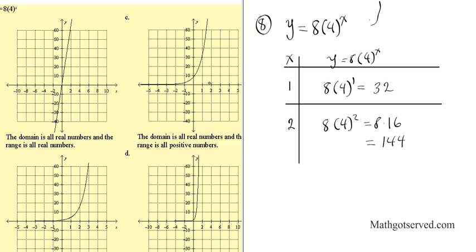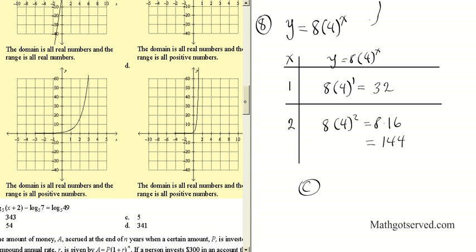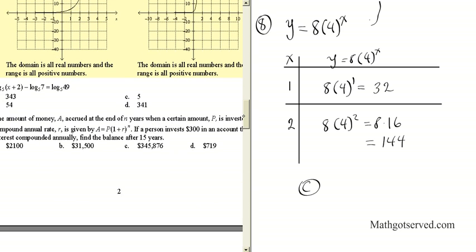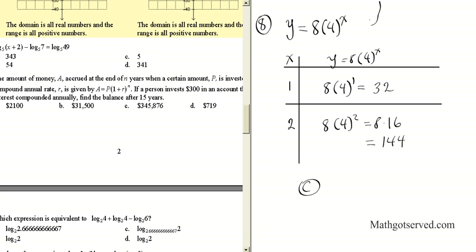And then when x is 2, it's 144, way off the chart. Let's look at this one. This is wrong because when x is 1, y is probably 4, which is wrong. And then option D, when x is 1, y is way off the chart, definitely not 32. So we can see clearly that our answer is option letter C for number 8. Okay? Alright. Now, let's take a look at question number 10.